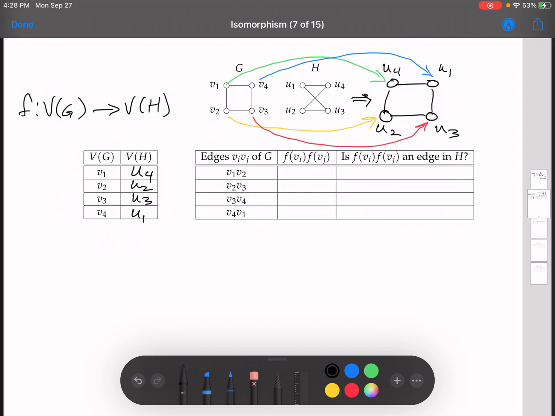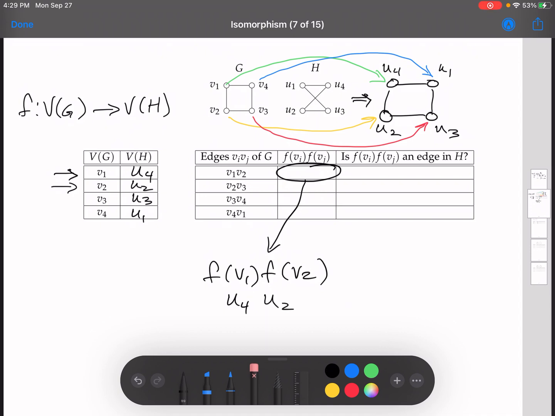All right. Now let's fill out the edge preservation table. So this cell right here, this is F of V1, F of V2. Right. I know there's an I and a J there, but that's the I, that's the J. Okay, so V1 goes to U4, V2 goes to U2. So that's what we put right there. U4, U2.